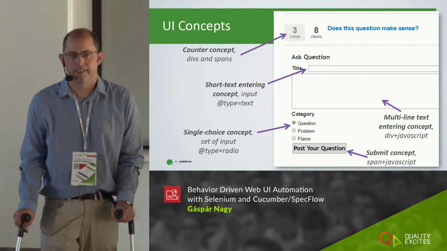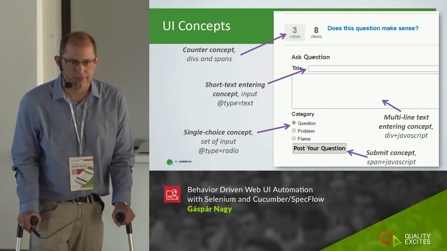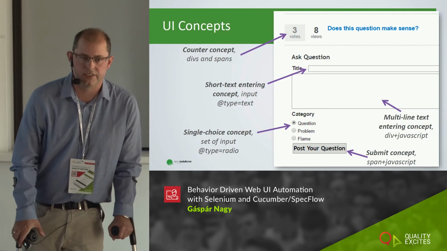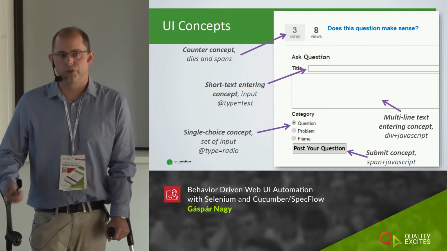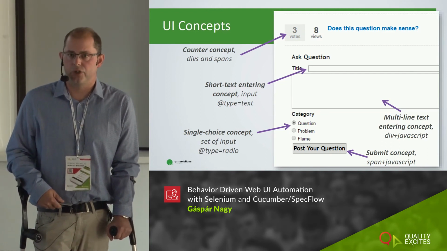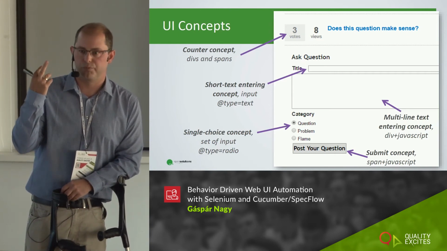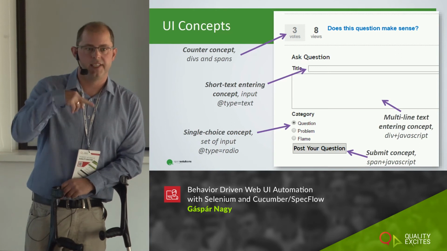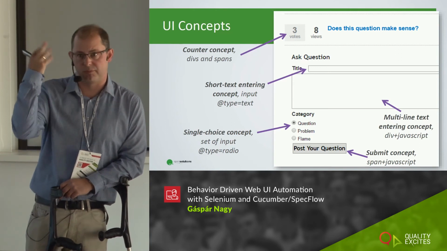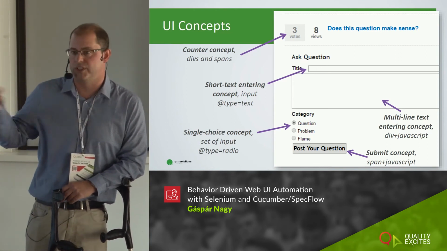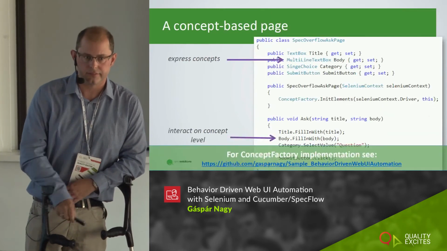This is what we can see whenever we look at our website through the eyes of the user, and this is what we can also apply in our automation code base. What you can also see here is that these concepts are project specific. Maybe in this application there is a counter concept, but maybe in your application there is no counter concept, but there is something else.